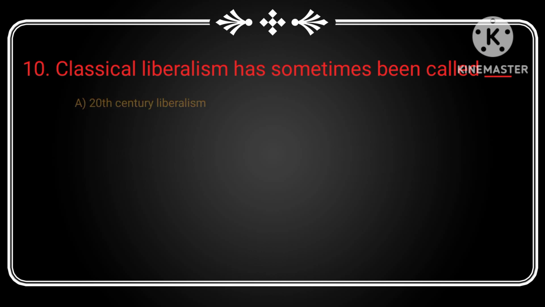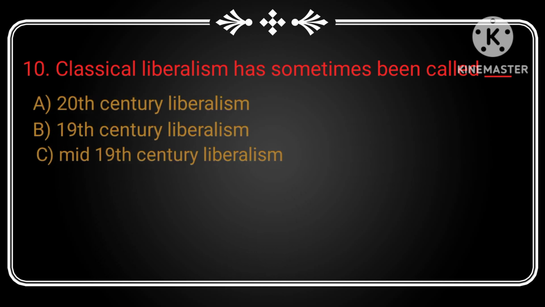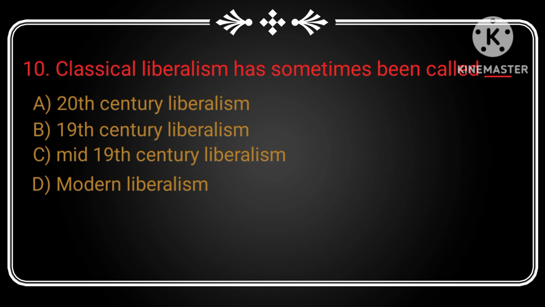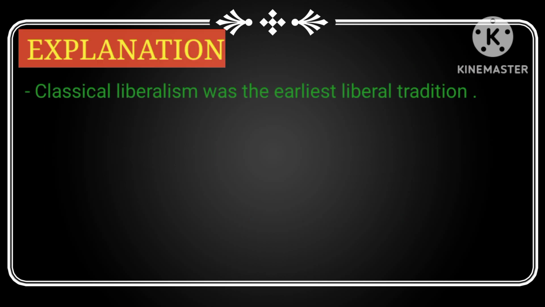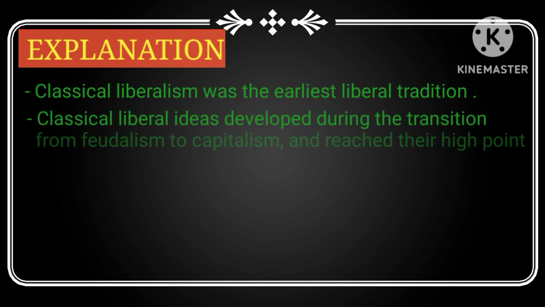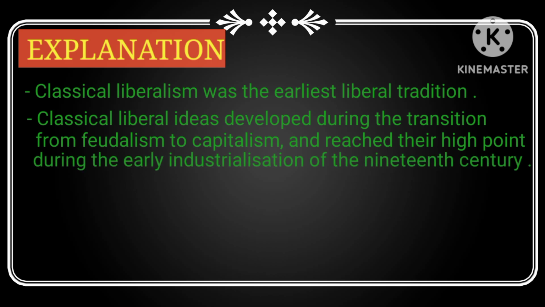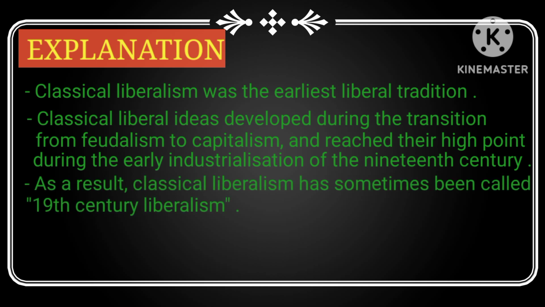Classical liberalism has sometimes been called: 20th century liberalism, 19th century liberalism, mid-19th century liberalism, or modern liberalism. The correct answer of this question is option B, 19th century liberalism. We all know very well that classical liberalism was the earliest liberal tradition, and classical liberal ideas developed during the transition from feudalism to capitalism and reached their high point during the early industrialization of the 19th century. As a result, classical liberalism has sometimes been called 19th century liberalism.